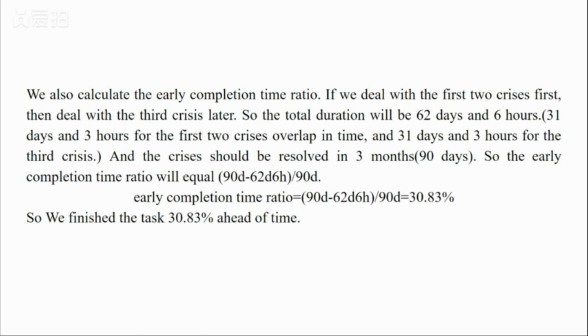And for the project, the crisis should be resolved in 3 months. It's about 90 days, we say. And so the early completion time ratio will be equal to 90 days minus 62 days and 6 hours, divided by 90 days. So the early completion time ratio is about 30.83%. So we can say we finished the task 30.83% ahead of time.